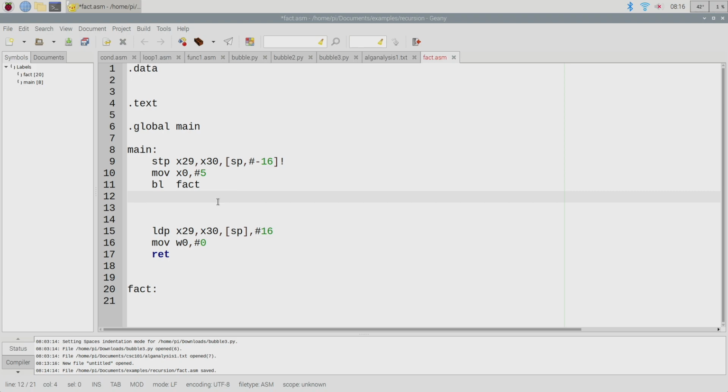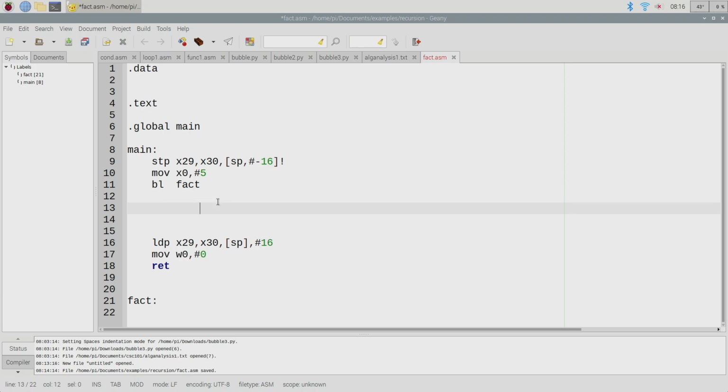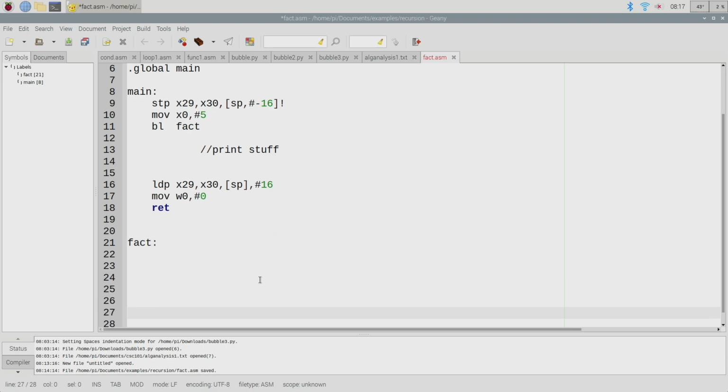Okay, so then we'll come back from the function and we'll put this in later. We'll print the answer. So first off, let's get down here to our factorial function. And if I were to write this in C, what would it look like? I'd say something like long int fact of long int n.